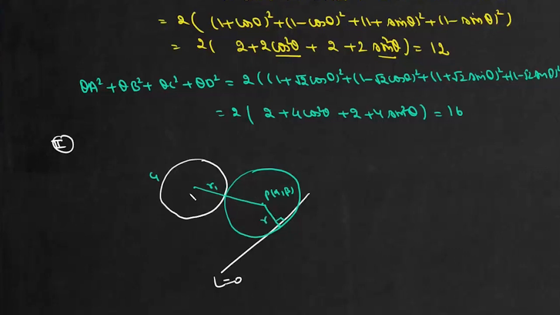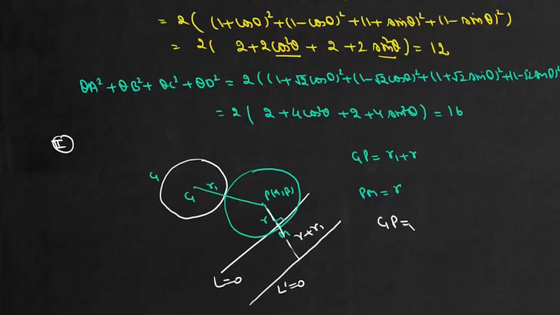Now we know that this C1P will be R1 plus R, and this PM will be simply R. Now what we'll do is, if we take a fixed line which is parallel to L and which is at a distance of R plus R1, and we call this line L dash equals 0, then in that case this C1P will be equal to this PM dash, that is, the distance of this point from a fixed point and a fixed line is same. So if the distance from a fixed point and fixed line is same, then this point lies on a parabola. So the locus of this circle will be a parabola in this case.